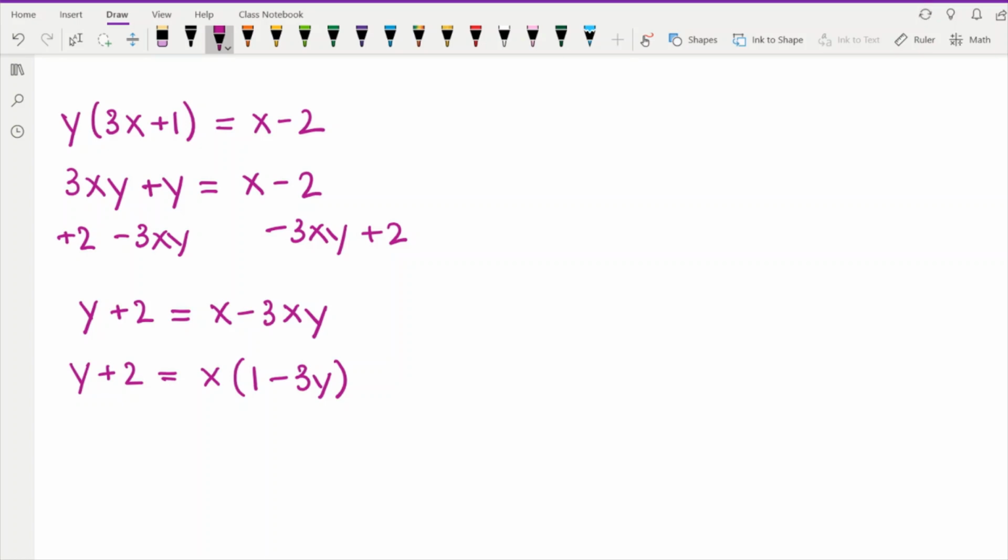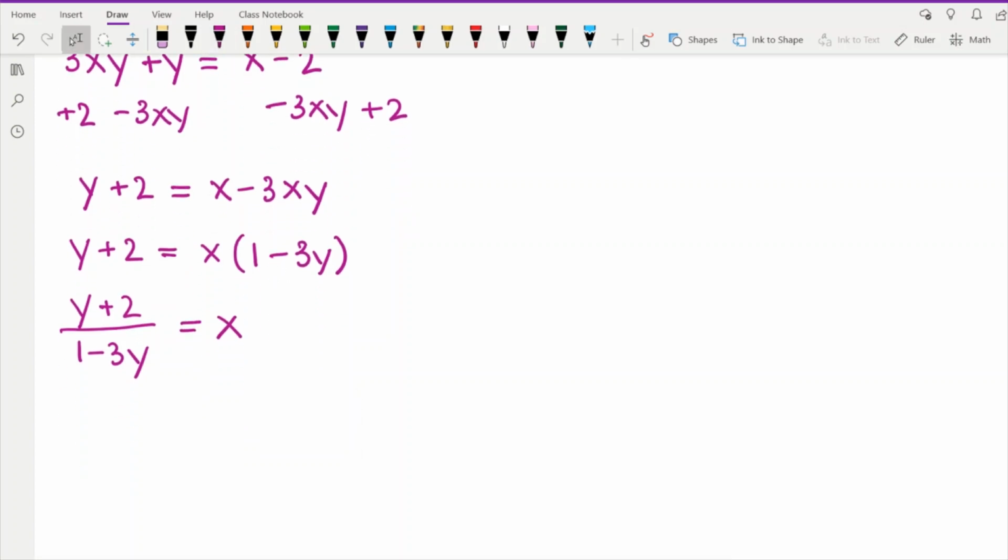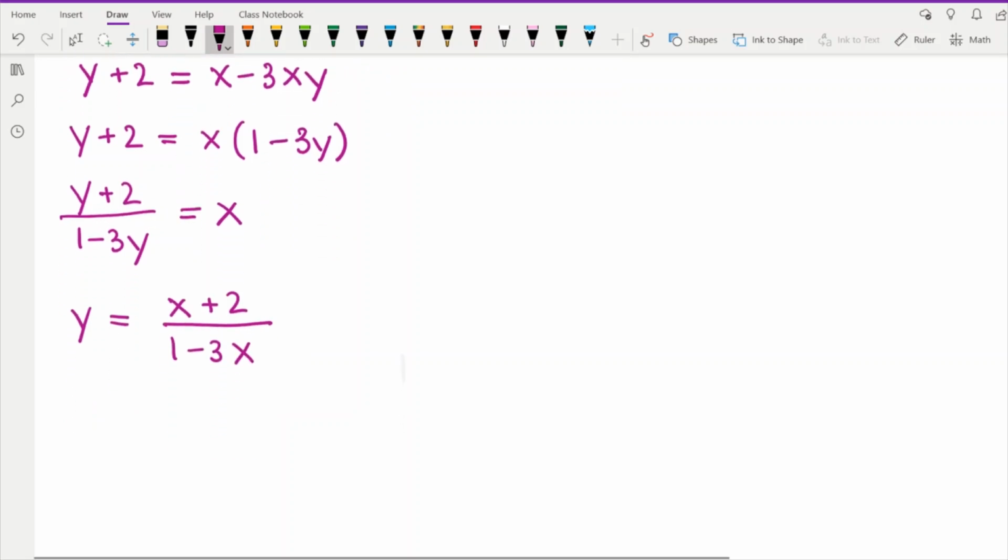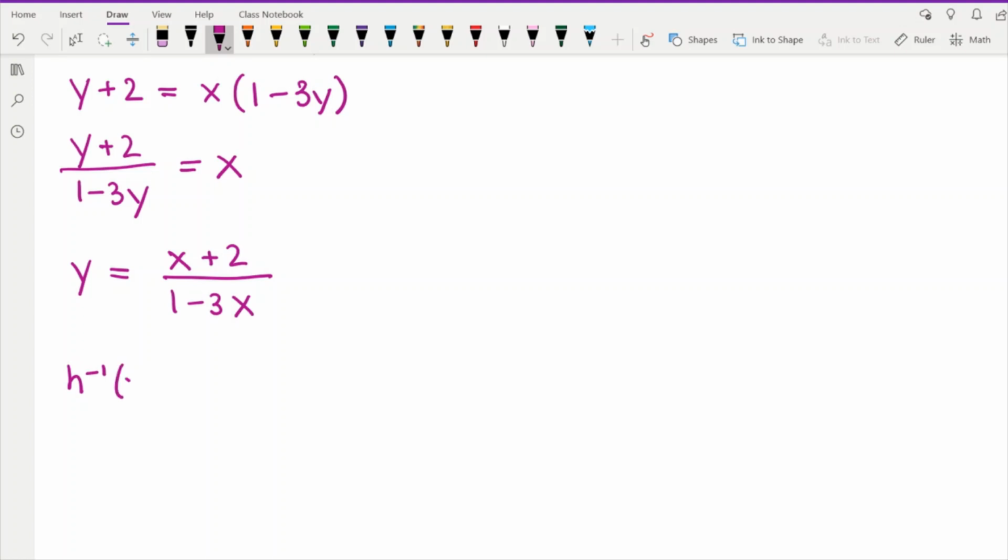Now what can we do? Now that we've factored out this x, again, what's the goal? The goal is to solve for x, so we're trying to get this x by itself. How can we accomplish that? Now we can divide both sides by 1 minus 3y. And that's basically it. Now all we have to do is the normal part of this, which is to switch the roles of x and y, and then write it in function notation. So h inverse of x is equal to x plus 2 over 1 minus 3x. And that is our inverse function.